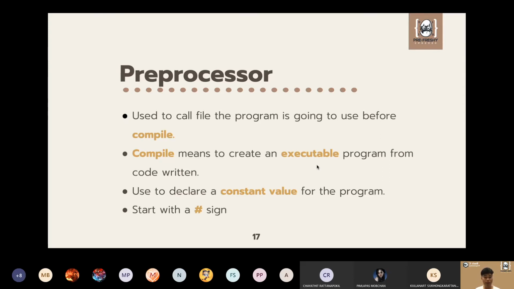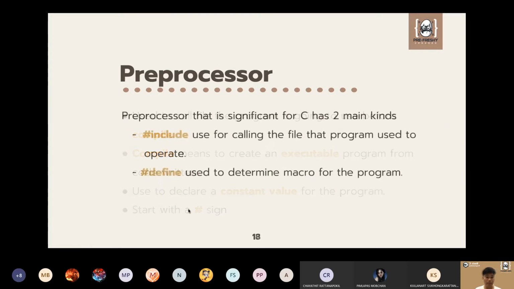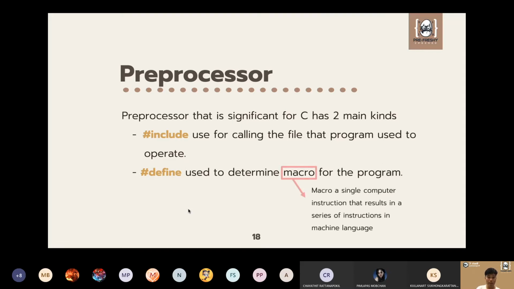It's used to declare the constant values for the program, and it starts with the hashtag sign. You can see it here. And the preprocessors that are significant for C have two main kinds. The first one is include. Include is used for calling the file that the program is going to use. And the second one is define, which is used to determine the macro of the program.